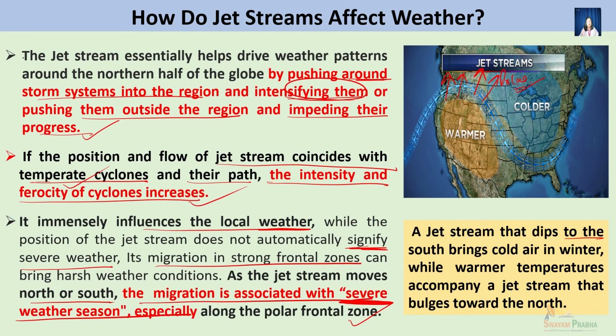Therefore, the path, the direction, as well as the meandering pattern of the jet streams definitely affect weather conditions on a local scale, on a regional scale, and can also have impact at the global level in defining the overall climatic conditions along different latitudes.